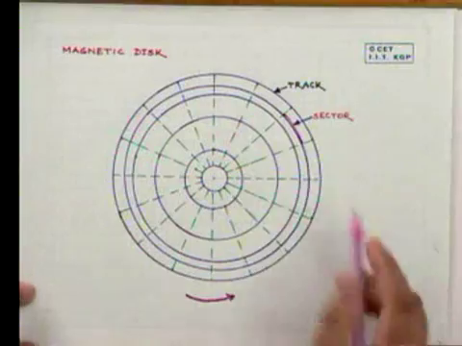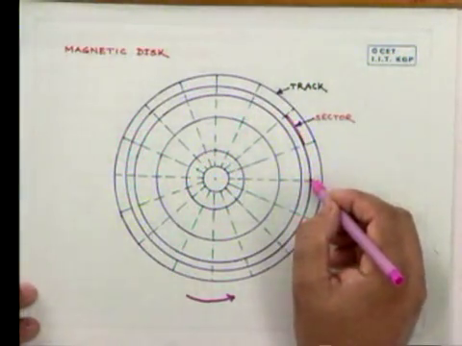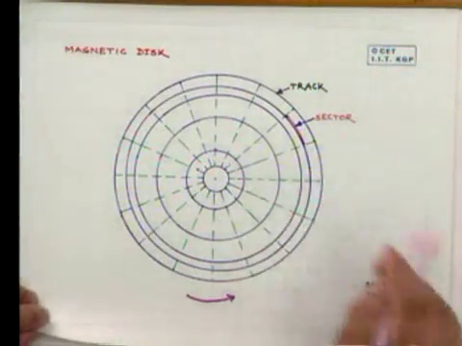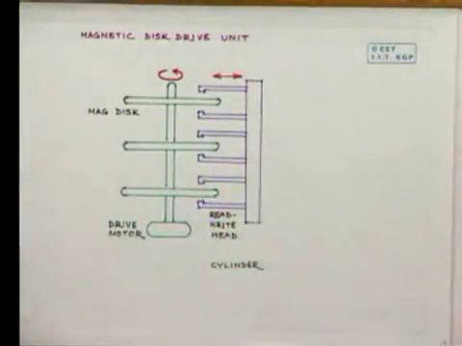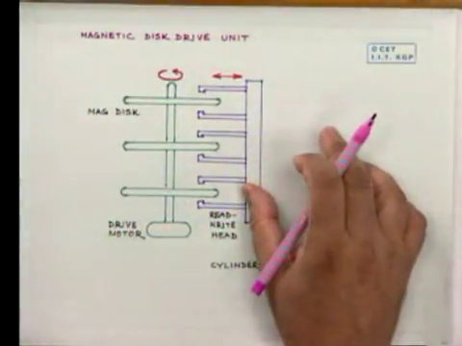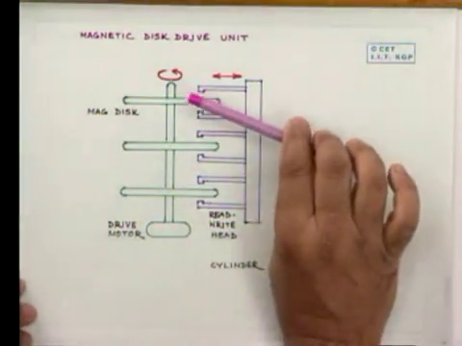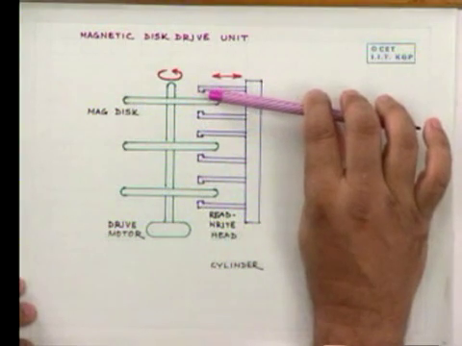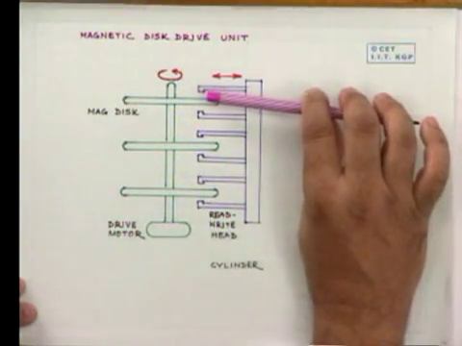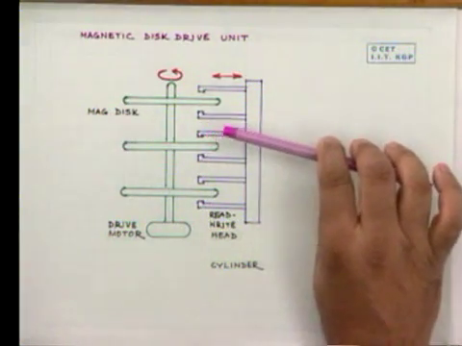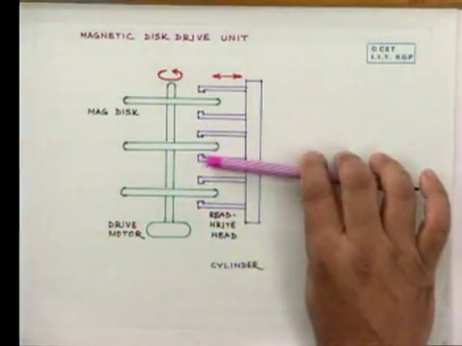That means if this is the track number I, then the track number I of all the surfaces constitute the cylinder I. Now let us see, to access a data, how much time is needed. First thing is that after you know which particular surface the data is on, that particular read write head has to be activated.